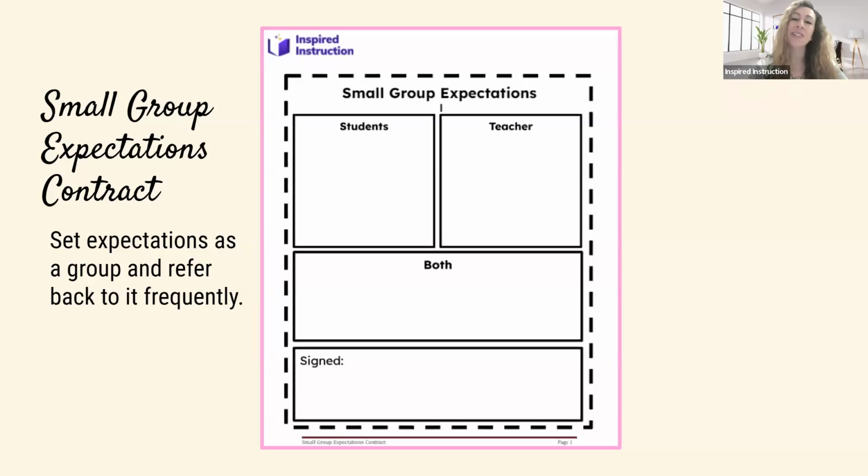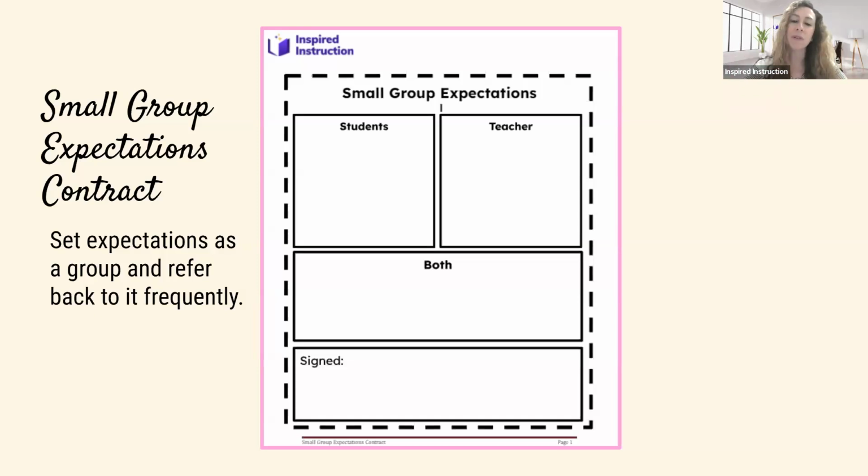While this expectation sheet might seem simple, it's a great place for you and your students to come up with a plan on what is expected of students, what is expected from the teacher, and what is expected from both groups. As a class, you can brainstorm lots of different things that students should be expected to do, that the teacher is expected to do, and that both groups are expected to do, and sign this contract.